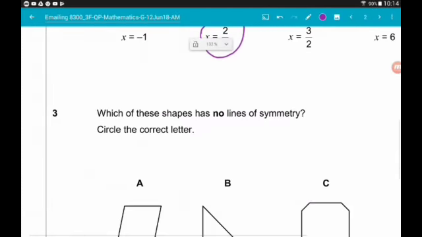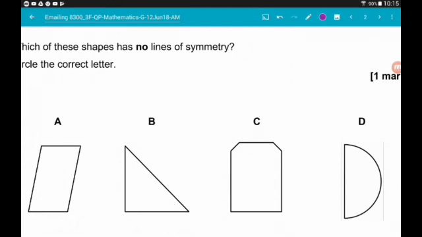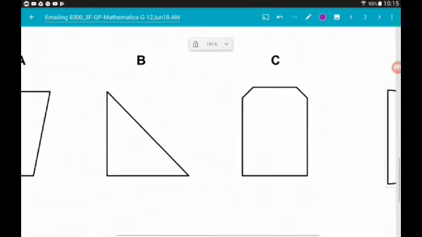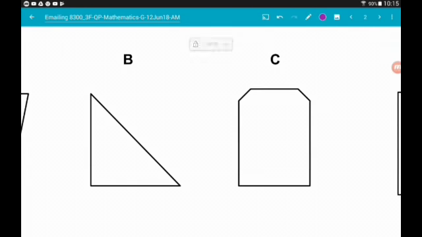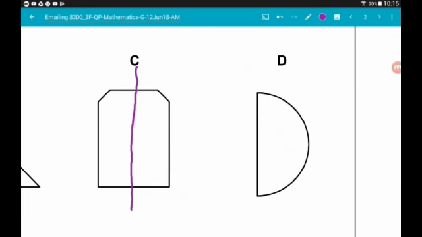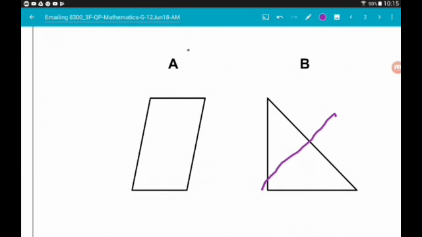Question 3 is asking which one of these shapes has no lines of symmetry. So it's A. Let's prove it. B has a line of symmetry like that. C has a line of symmetry straight down the middle. D has a line of symmetry straight across the middle like that. A has no line of symmetry. A is our guy.